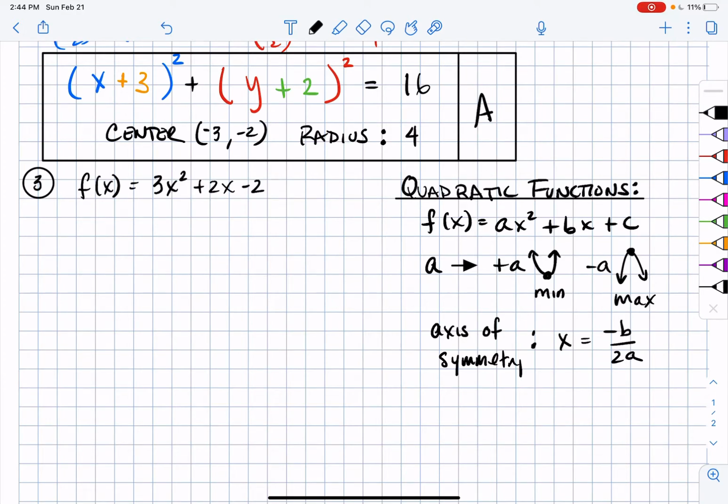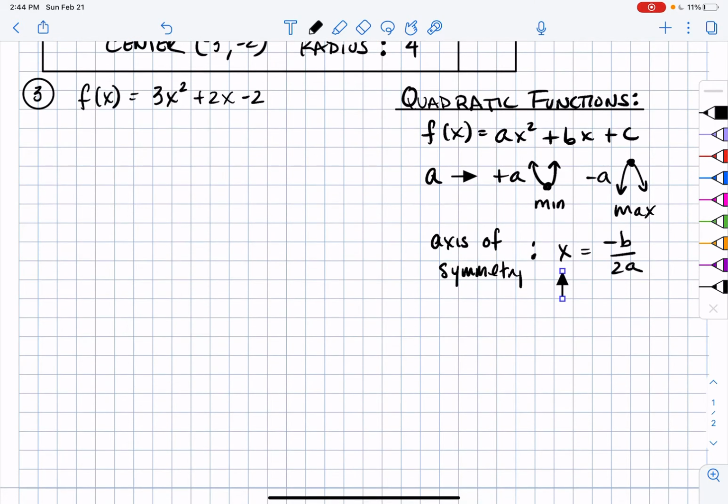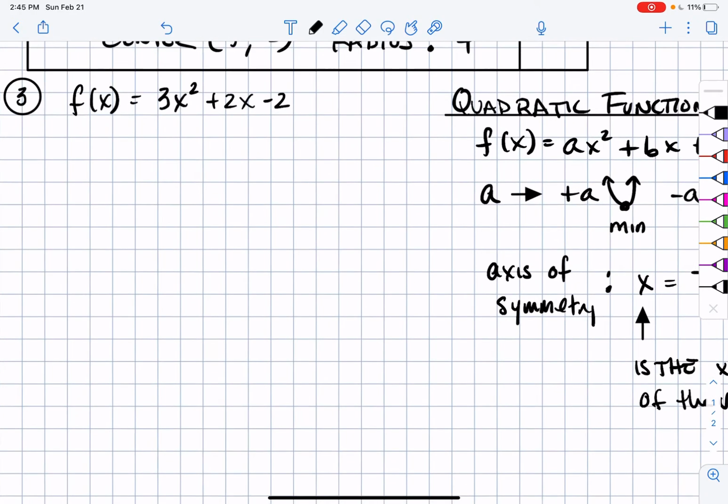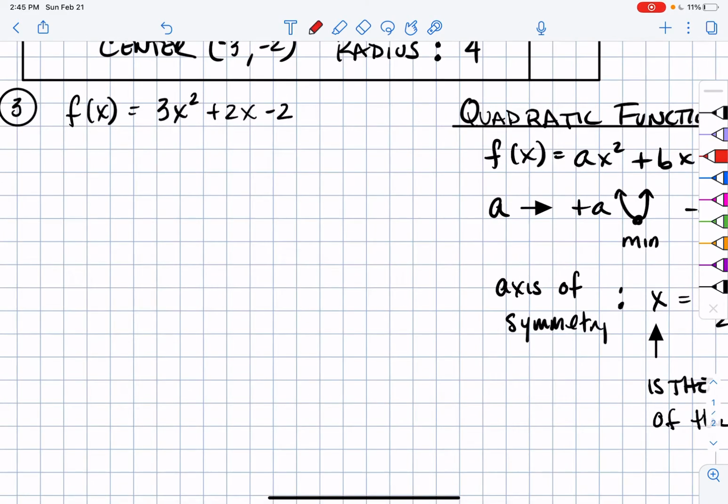So this x right here is the x value of the vertex. Okay? So if I plug that x into the equation, I can find my y value. Exactly that. Okay? So let's look at this.